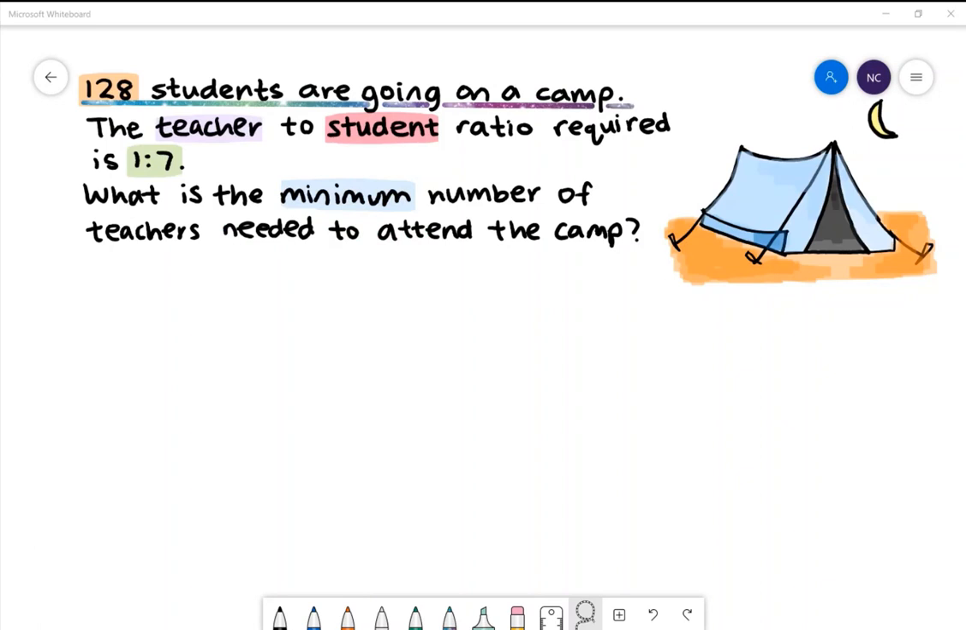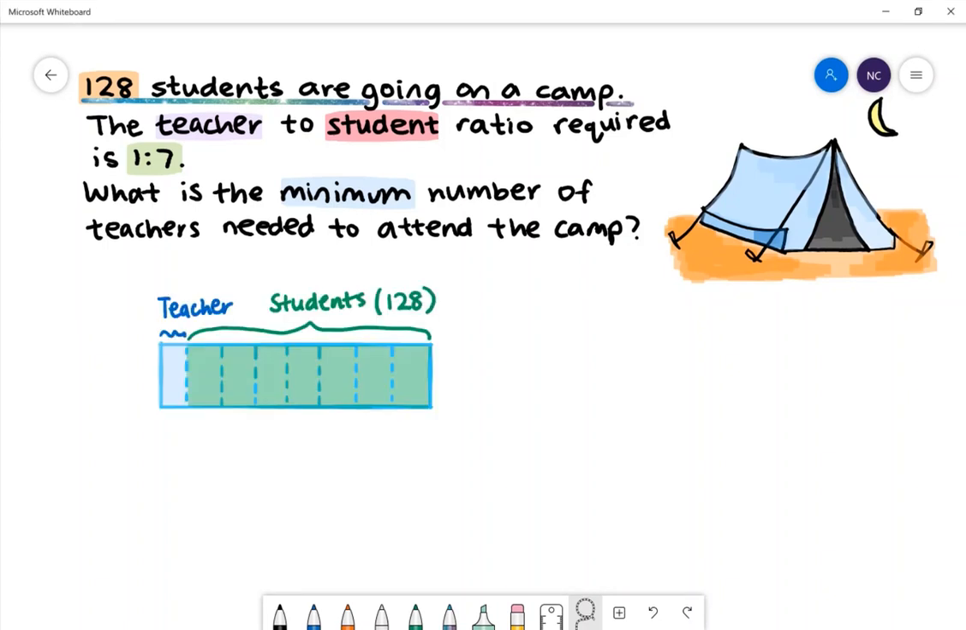Here's our next example. 128 students are going on a camp. The teacher-to-student ratio required is 1 to 7. What is the minimum number of teachers required to attend the camp? Let's take a look at a diagram. In our diagram, we can see that the number of teachers represents one part of the ratio. The number of students represents 7 parts of the ratio. The number of students is also given to be 128.